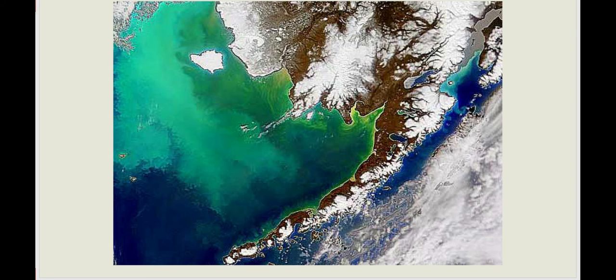So this is a phytoplankton bloom. This is in the Bering Sea. So this is Alaska here. These are the Aleutian Islands. This is the mainland of Alaska. And conditions are perfect in the Bering Sea. And so we have this phytoplankton bloom that's occurring. All right. So these are some of the really important parts of the bottom of the food chain.